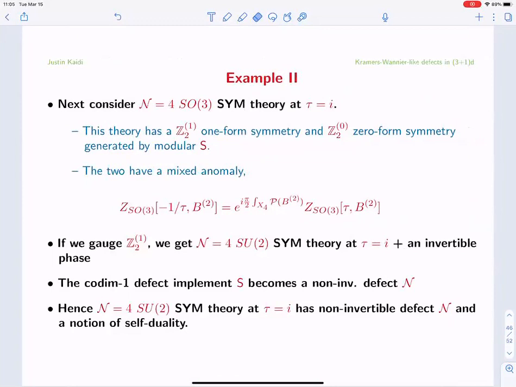Okay, so to summarize the second example, the point was that N=4 SU(2) super Yang-Mills at tau equal to i has a non-invertible defect N, and it'll turn out to also have some notion of self-duality because N is Kramers-Wannier-like.